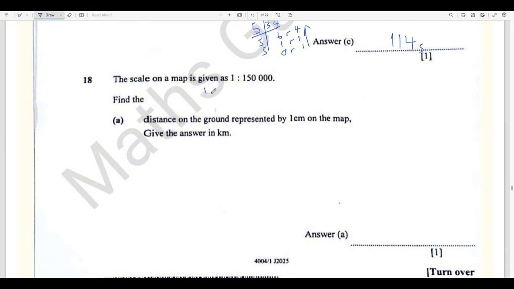The scale on a map is given as 1 is to 150,000. Find the distance on the ground represented by 1 centimeter on the map and give the answer in kilometers. So what this means is 1 centimeter is representing 150,000 centimeters on the actual ground. So if 1 centimeter on the map represents 150,000 centimeters on the ground, we now need to calculate how many kilometers are in 150,000 centimeters.